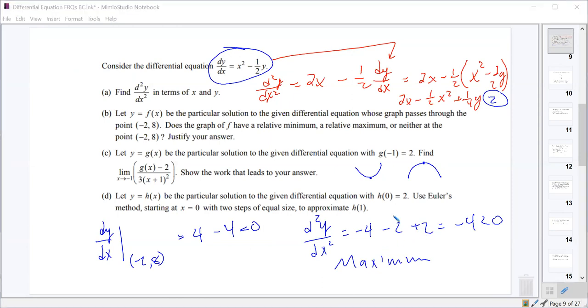And the fact that it's a max with an explanation, just this is good enough as your explanation that the second derivative value is negative. If you want to be more specific, say the second derivative is negative, meaning the function is concave down at that point, meaning that the critical value must be a max. That's worth 2 points.